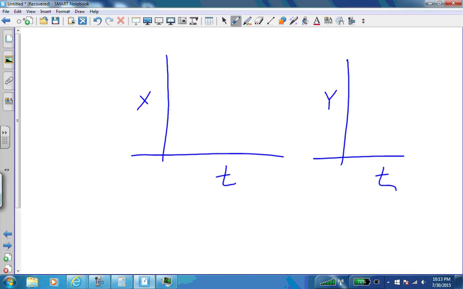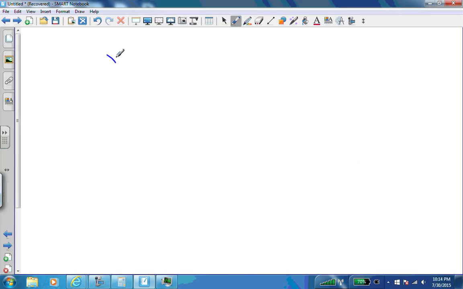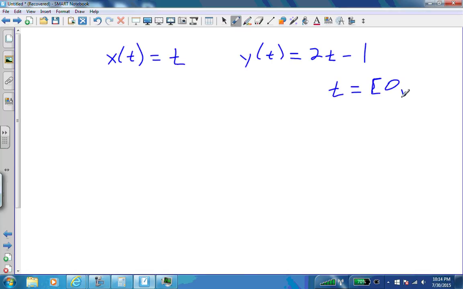So let's look at an example. If we have x of t described by t, y of t described by 2t minus 1, and let's let t go from 0 to 3.